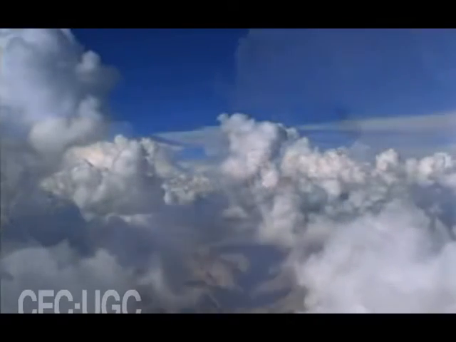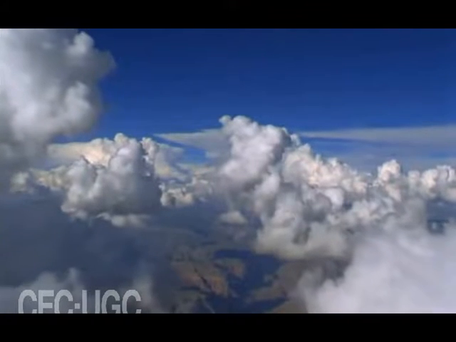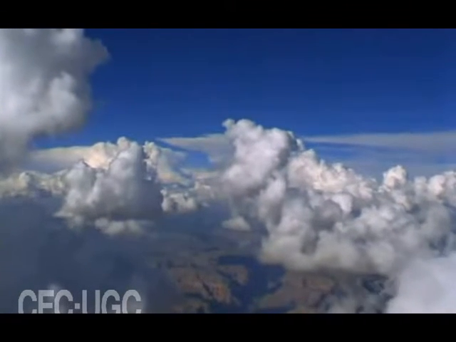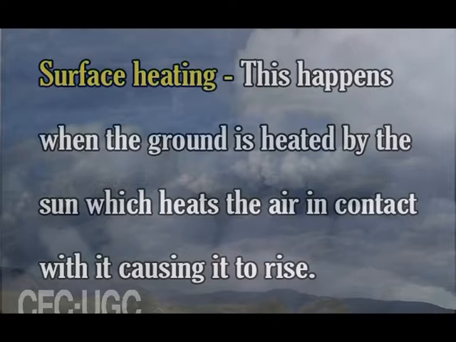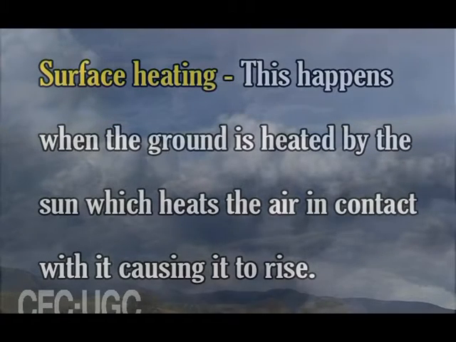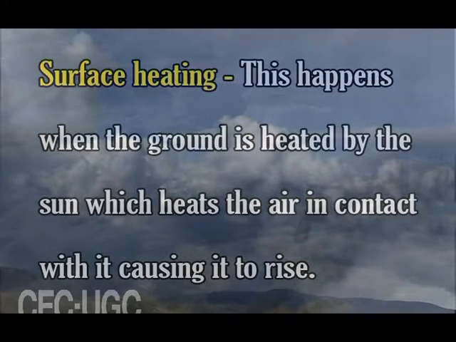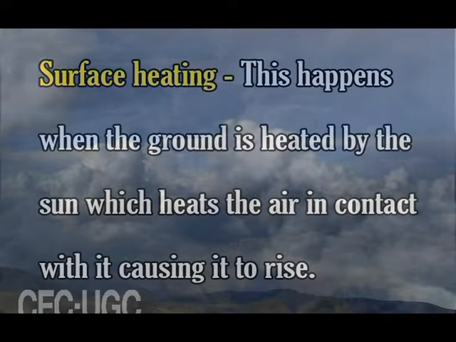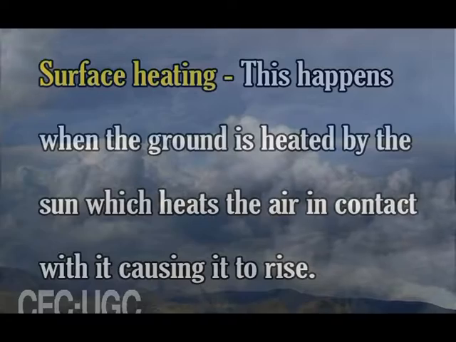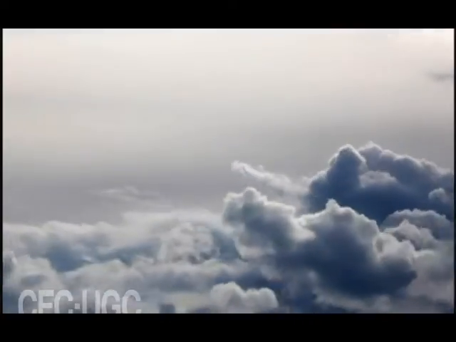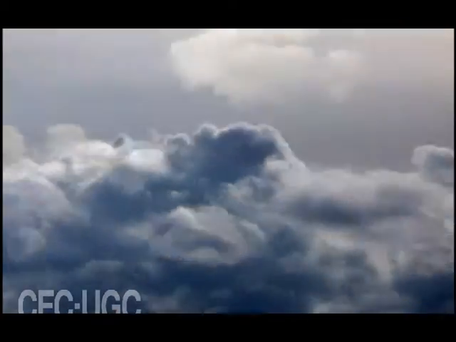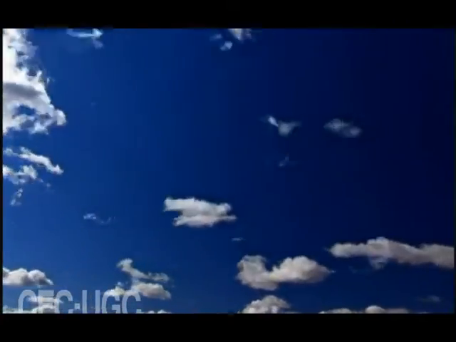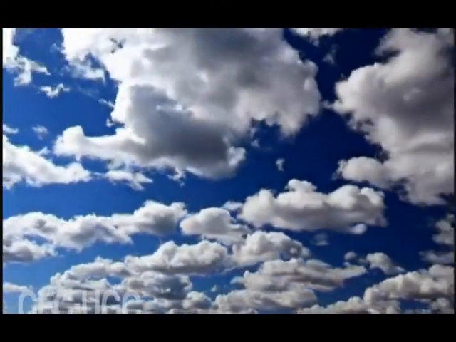There are 5 factors which can lead to air rising, cooling and cloud formation. First one is surface heating. This happens when the ground is heated by the sun, which heats the air in contact with it, causing it to rise. The rising columns are often called thermals. Surface heating tends to produce cumulus clouds.